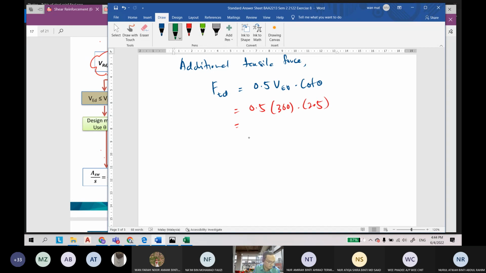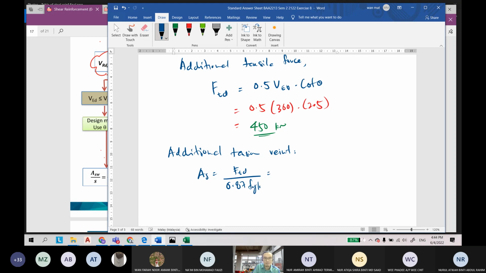Any answer? 450. Okay, thank you. 450 kilonewton. Okay, next we have to check for additional tension reinforcement. AS is equal to FTD divided by 0.87 FYK, equal to 450 times 10 to the power of 3 divided by 0.87 times 500.